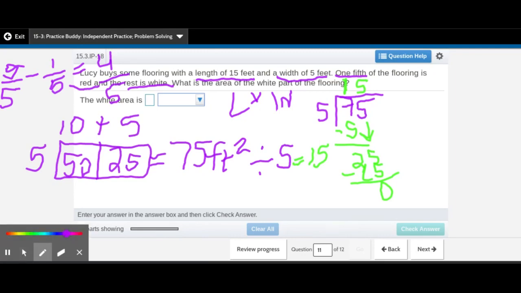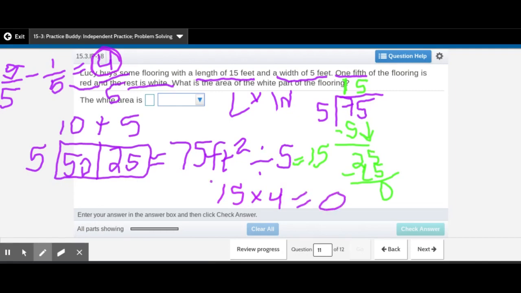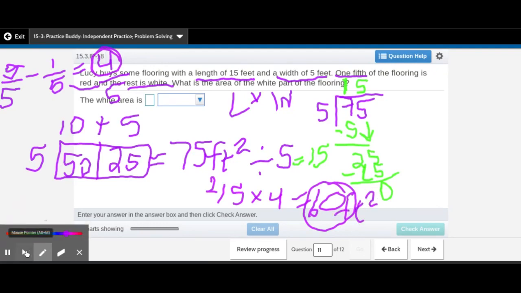But remember what I said to do with that 15. You have to multiply that 15 by the numerator, which is the 4 that we're trying to deal with. So 15 times 4. 5 times 4 is 20. Regroup. 4 times 1 is 4 plus 2 more is 6. So I believe our answer is going to be 60 square feet. Let's try it out.